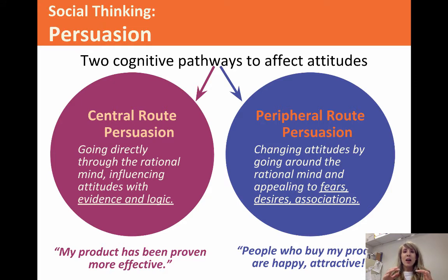That means that I'm going to try to appeal to your irrational mind, right? I'm going to go around your rational mind, and I'm going to try to use your fears, your desires, your associations. I'm going to try to use celebrities, right? I'm going to try to use all kinds of things to get you to agree with me or feel the way that I feel without giving you much teeth to the argument, right? Not really giving you a lot of evidence.